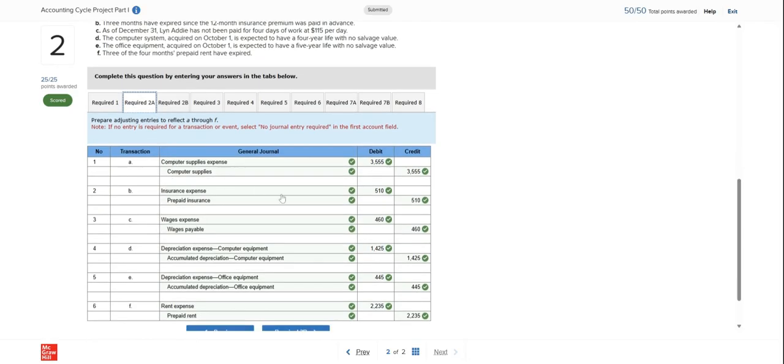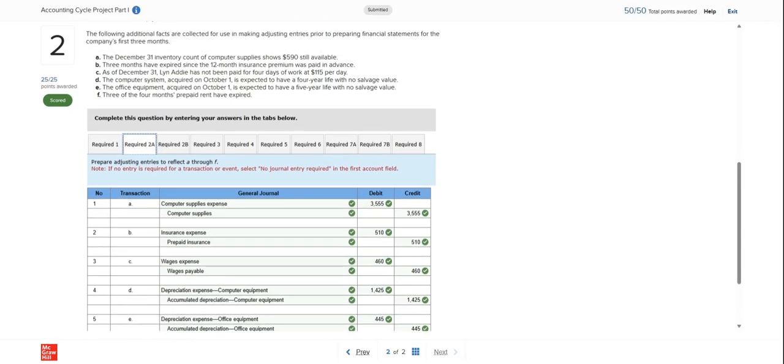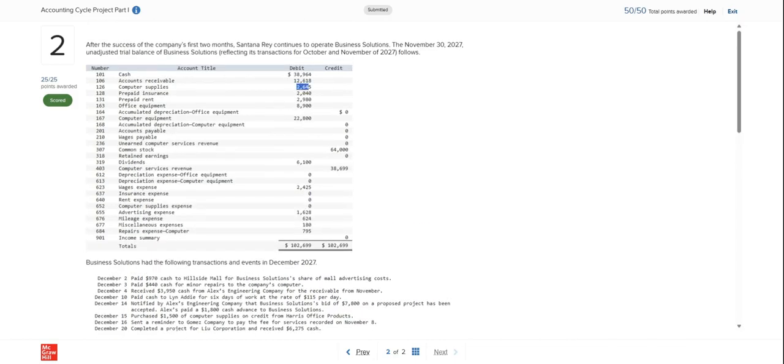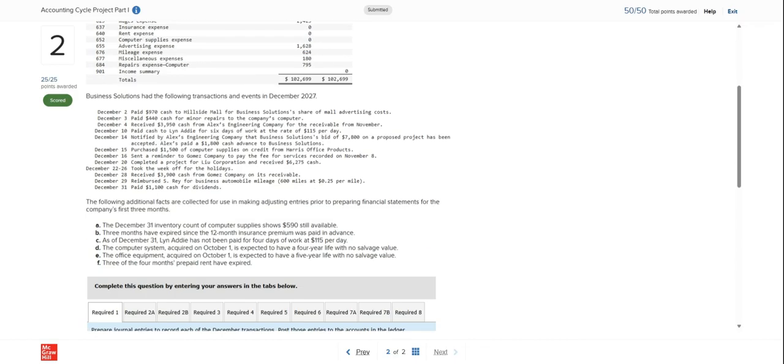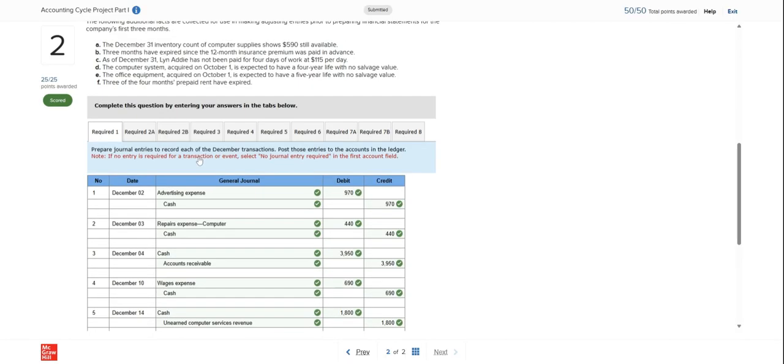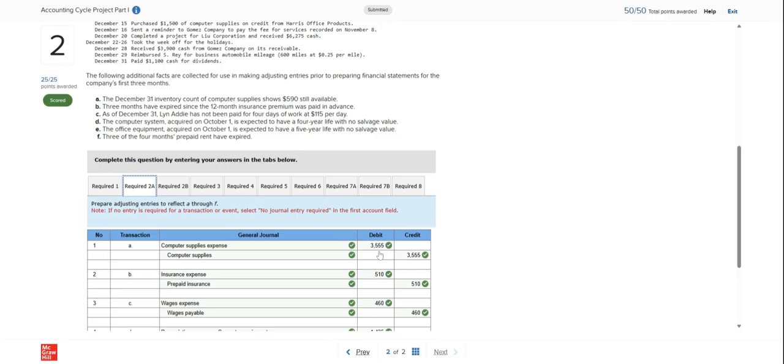Let's go to this one. December 31st, we figured out that there was $590 left of computer supplies. So if we took our original computer supplies balance, which was $2,645, and then we add in the computer supplies that were bought on December 15th for $1,500, and then we subtract $590, that's what gets us to $3,555 for what we're taking away from computer supplies in a credit here, and then we're also debiting it on this side because now it's an expense.